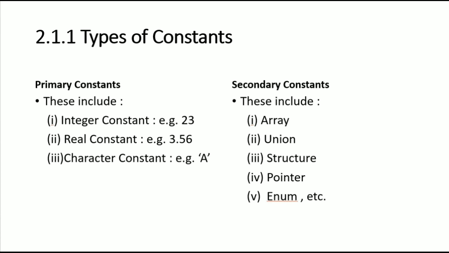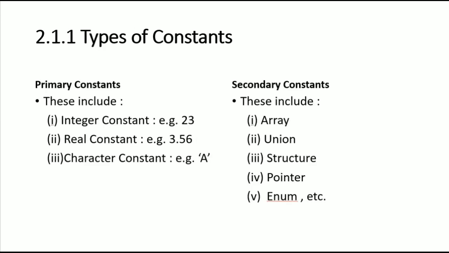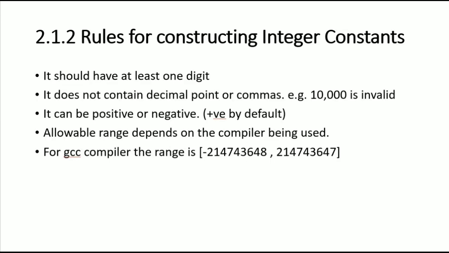Now secondary constants. Secondary constants are those constants which are formed using these primary constants. So these include array, union, structure. We'll talk about this in the later part of our video tutorial. So let's now stick to these primary constants only.